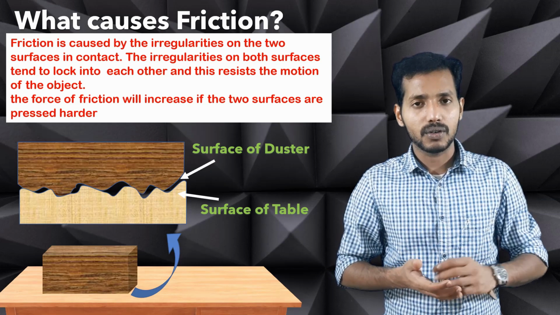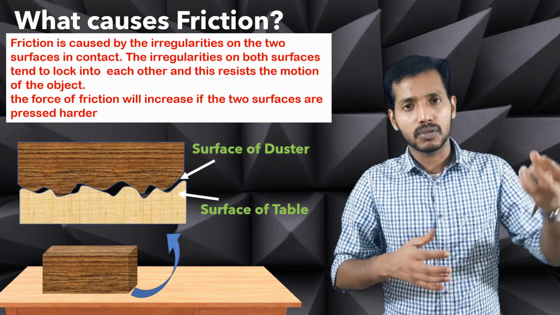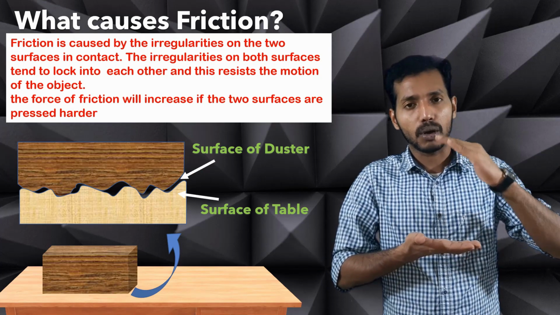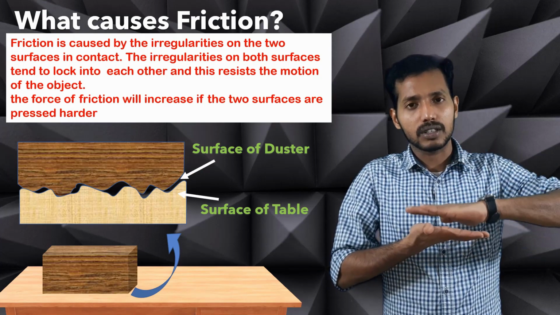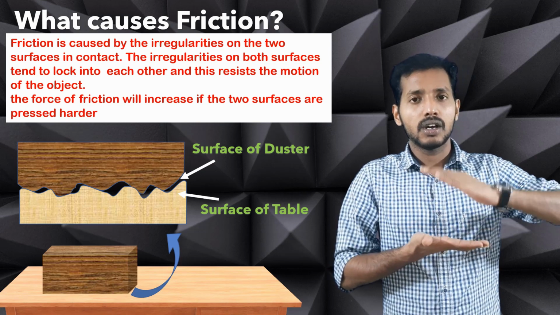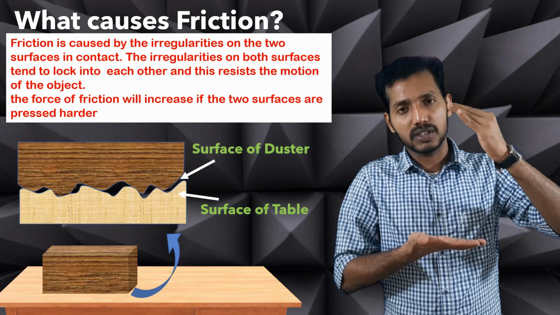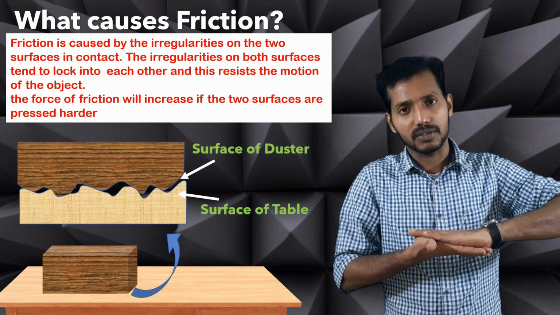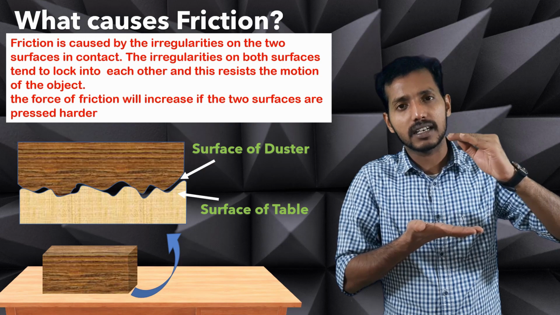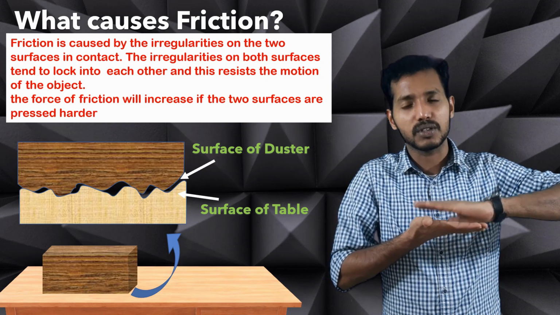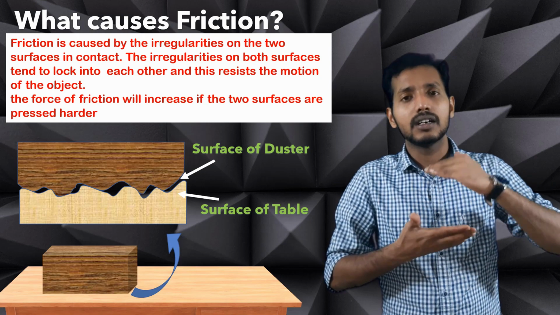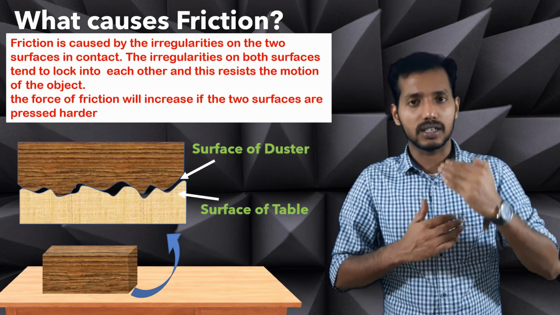This is because when the second box is placed on the first box, the surface of the block is pressed on the surface of the ground or the table. That means when the object is pressed on the surface, the contact points between the surfaces will get properly locked. That means the locking will be more. This results in an increase in the friction.